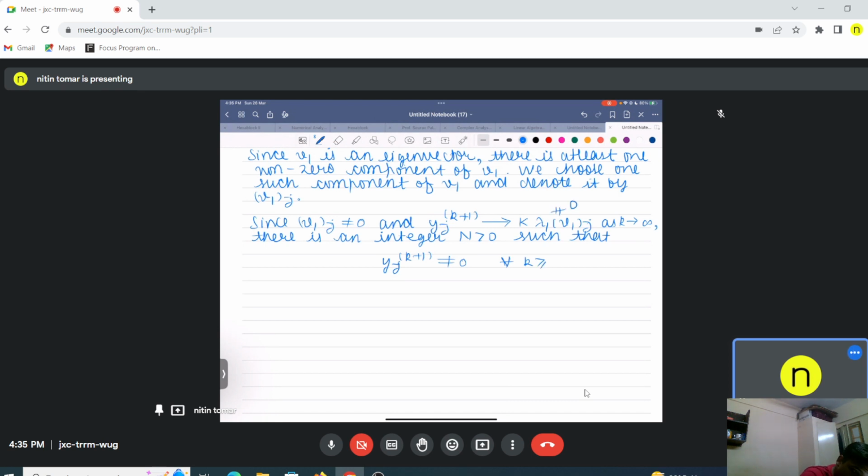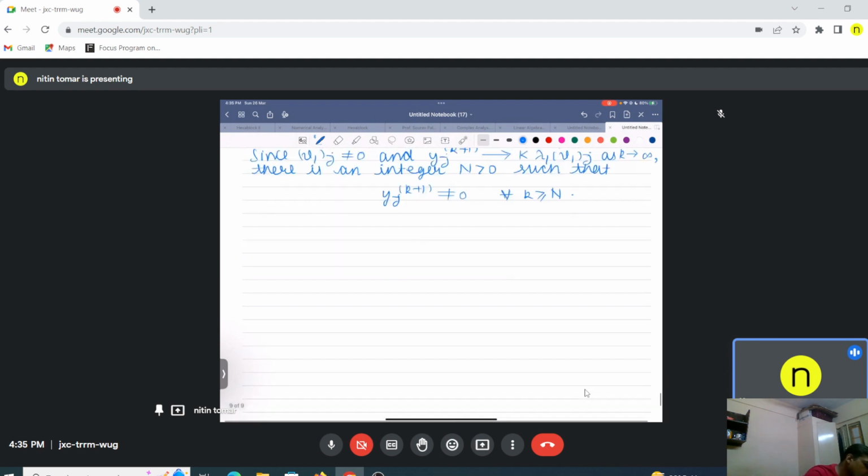Similarly, using all this jargon that we have developed for yjk plus 1, we can say that xjk plus 1 is actually non-zero for all k greater than or equal to N.